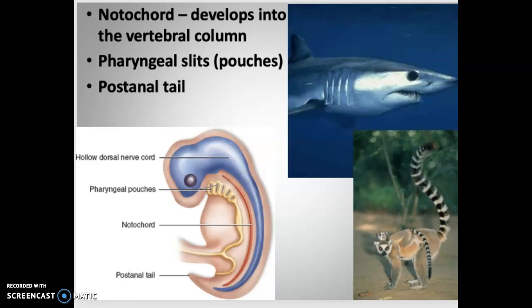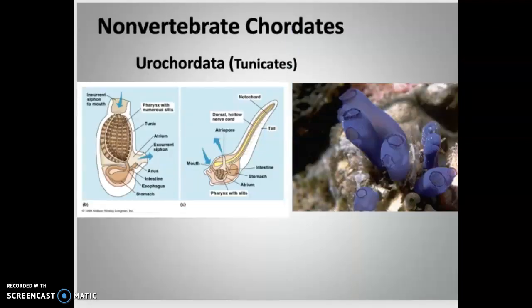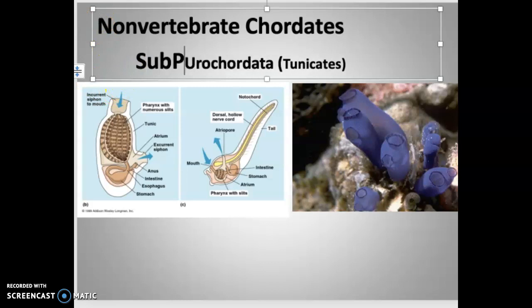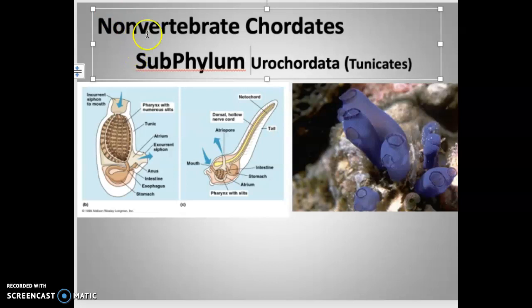All right, so we talked about this being phylum Chordata. Some of the Chordata do not have a vertebral column. They're still in the phylum, but we call them the non-vertebrate chordates. Sometimes you'll see this listed at the subphylum level. So you've got phylum Chordata, subphylum Urochordata. These are animals we call tunicates.